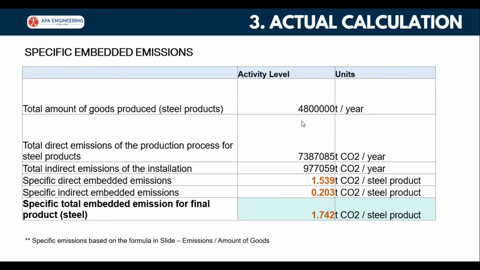And finally, this is how you calculate your specific embedded emission. Whether this is a business doing this, or the data comes from the installation or suppliers, this is one of the right approaches to calculating the embedded emissions. So this is your total amount of goods produced, that is your steel product.